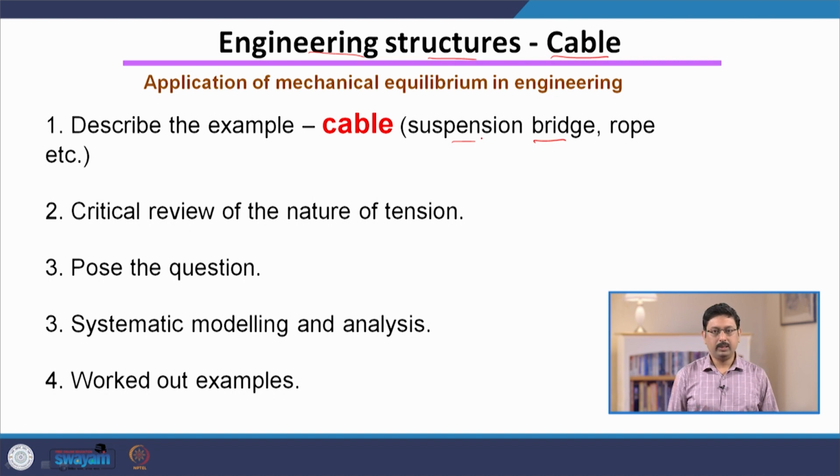So, here is the plan that I want to follow. First I will talk about the tension force, and I will review the nature of the tension force critically. Then I will take an example and define the problem, and then we will apply our systematic approach of how to attack any mechanics problem, and work out some examples.